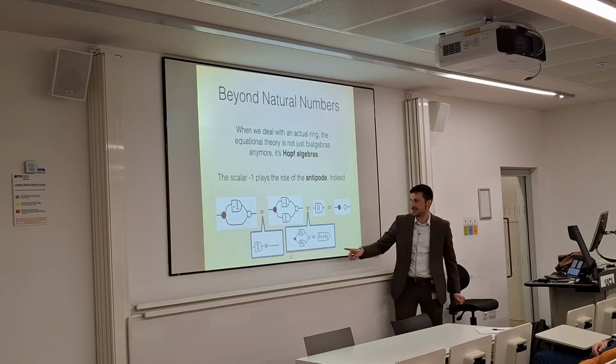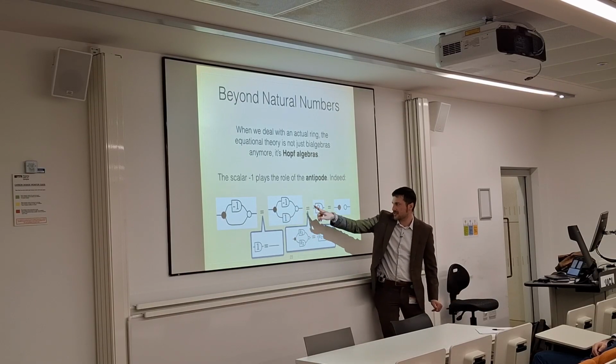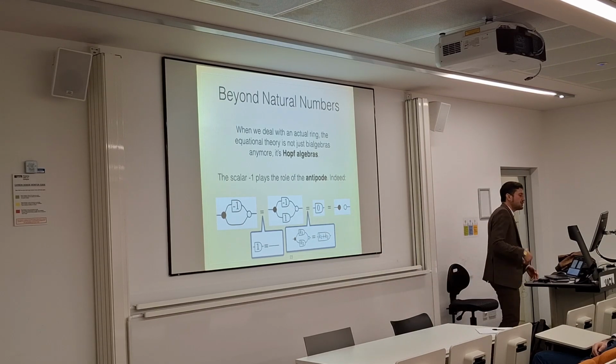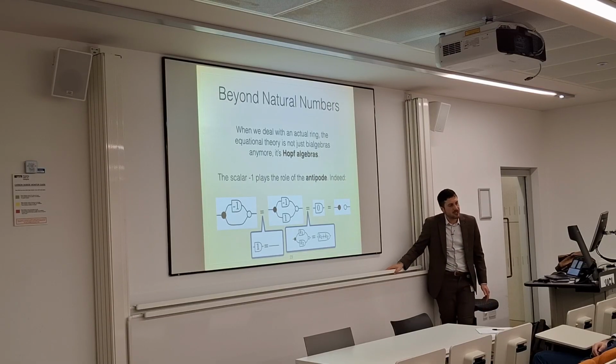So what's going on here is that this wire is just 1, and here we are using the action that says that if I have k1 and k2 in parallel, I do their addition. So 1 plus -1 is 0, and this is an axiom. Okay? So this is just to say that while we work with a ring, we don't just have bialgebras, but we have these things called Hopf algebras.